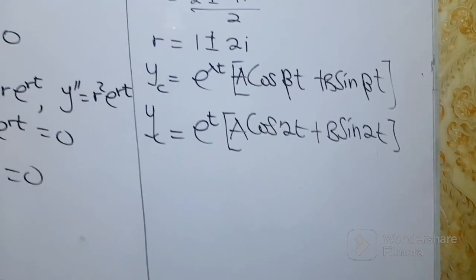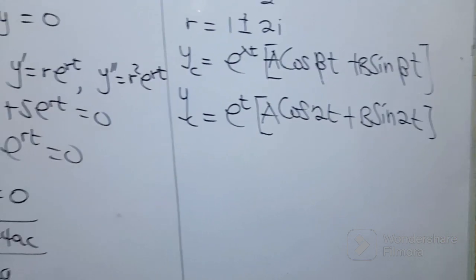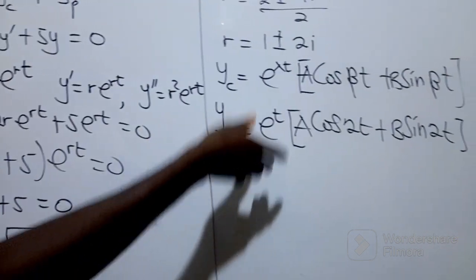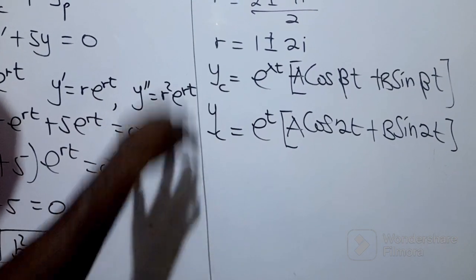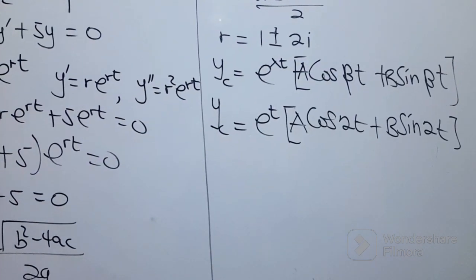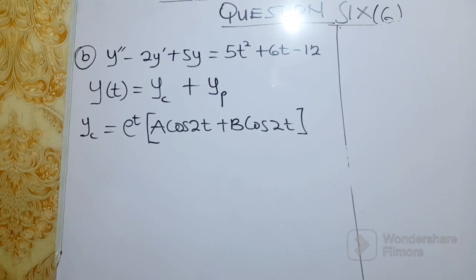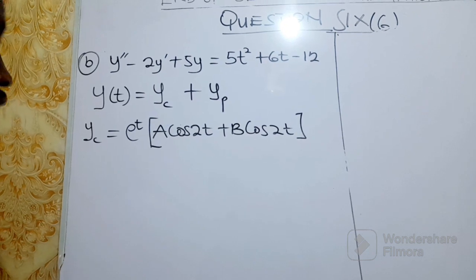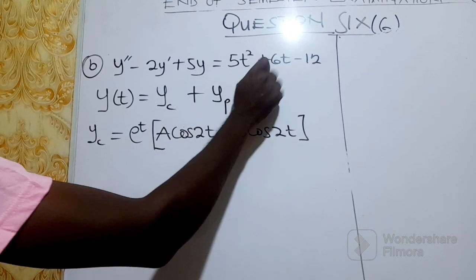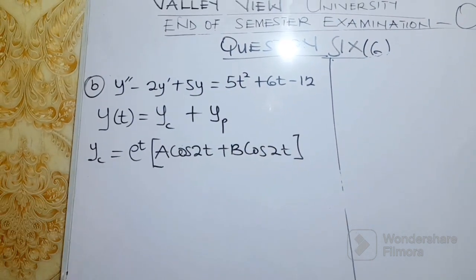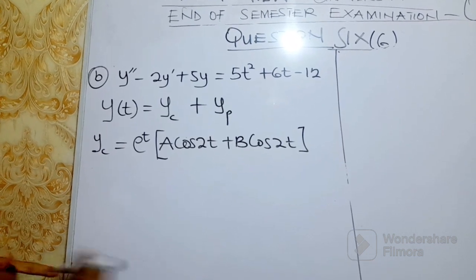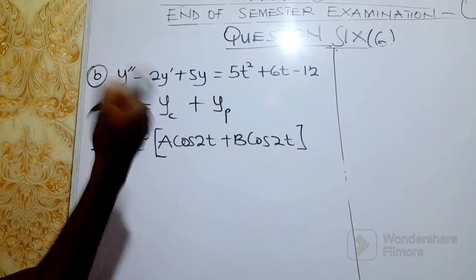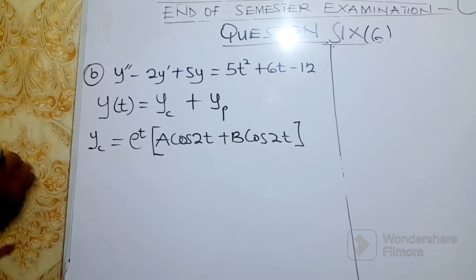Now we find the solution to the non-homogeneous side, and the form of the non-homogeneous side will determine what we should let y_p be. So this is a quadratic, so we let it be the general form of a quadratic.